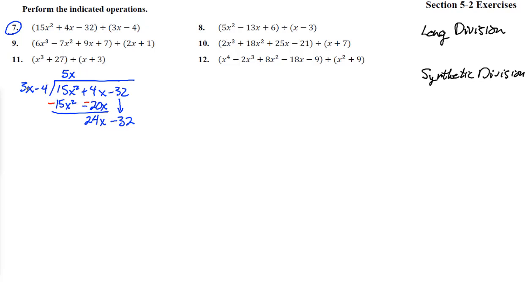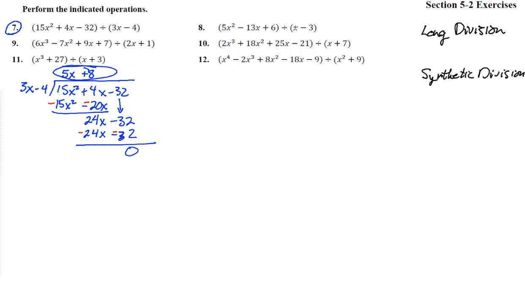So the next, 3x goes into 24x 8 times. So 8 times 3x is 24x. 8 times minus 4 is a minus 32. And that means when we subtract, we get 0. So the answer is 5x plus 8. Good. Number 8.